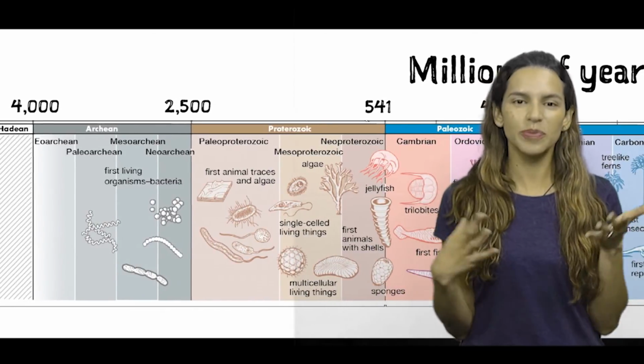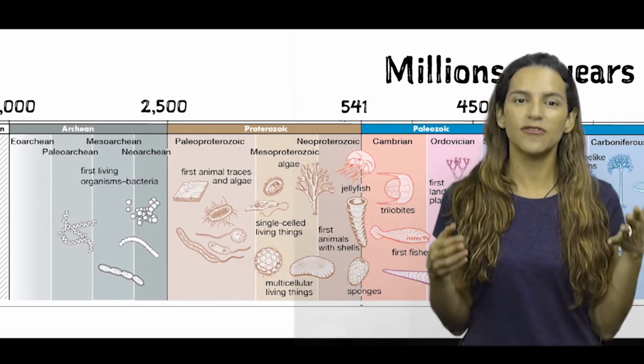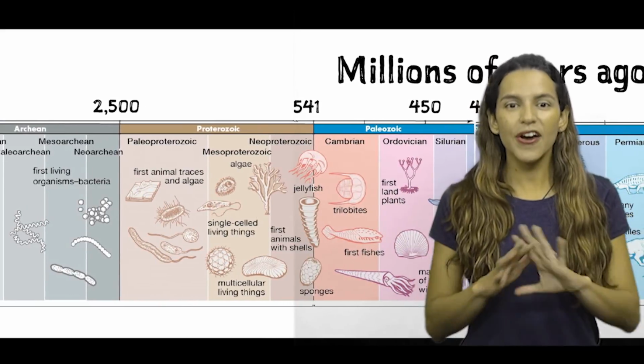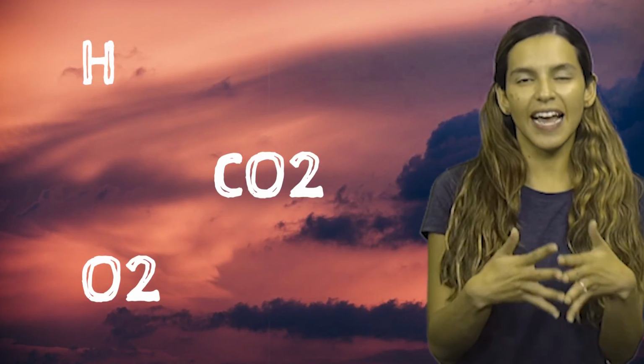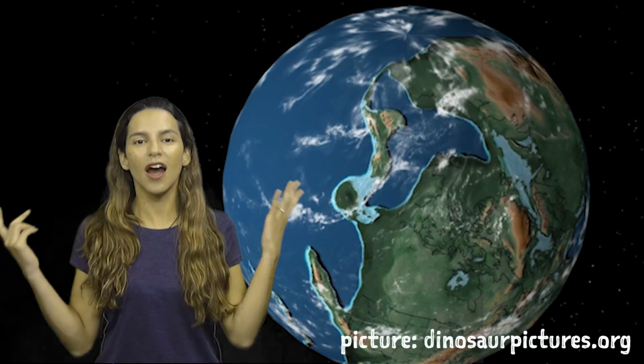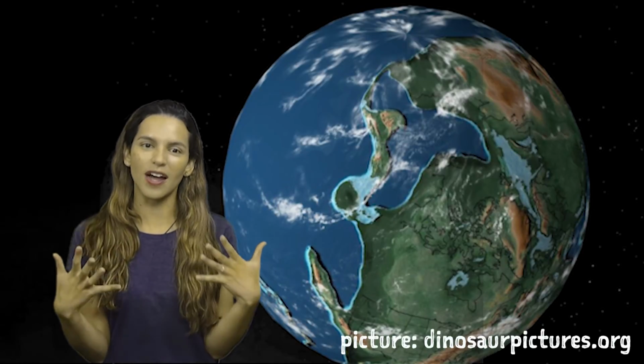In the next 2 billion years that followed the formation of rocks like those in City of Rocks, Earth changed a lot. For example, the atmosphere was formed and it was filled with gases such as oxygen, hydrogen, and carbon dioxide. Also, continents started to come together and form supercontinents.